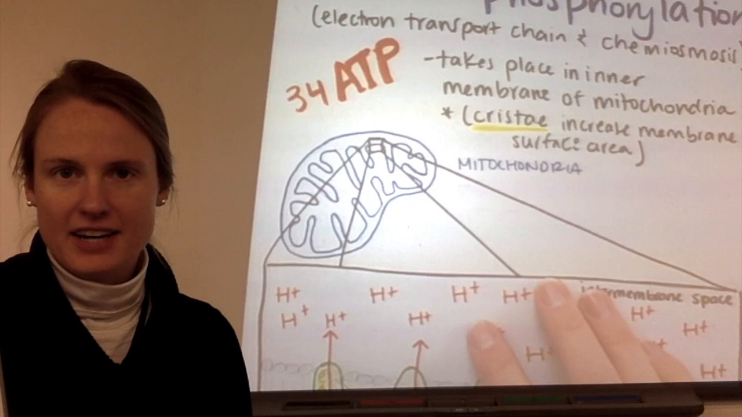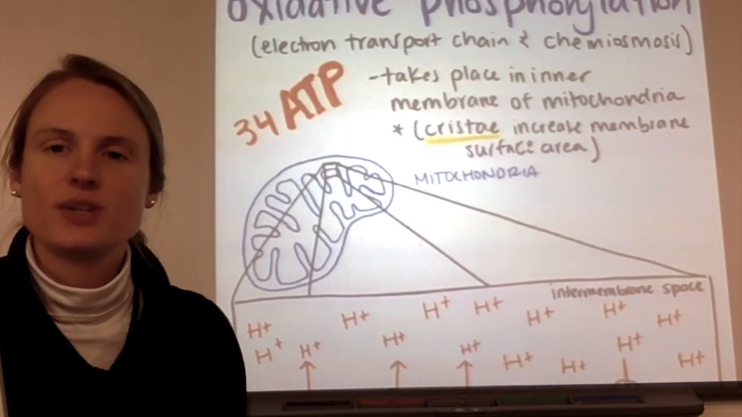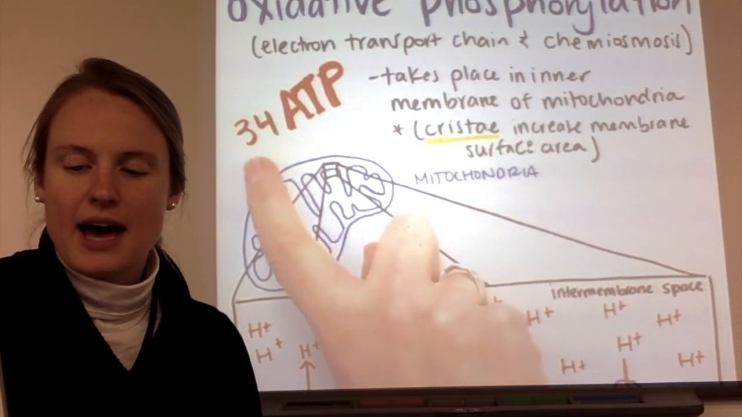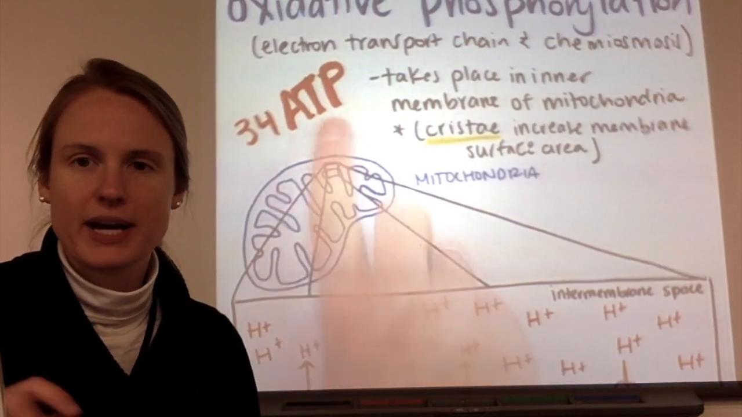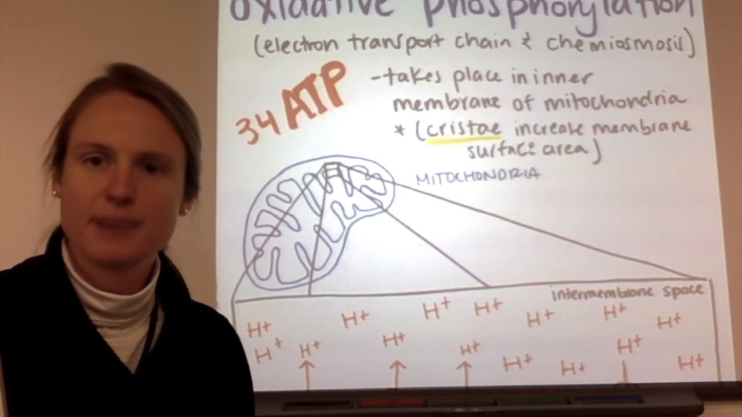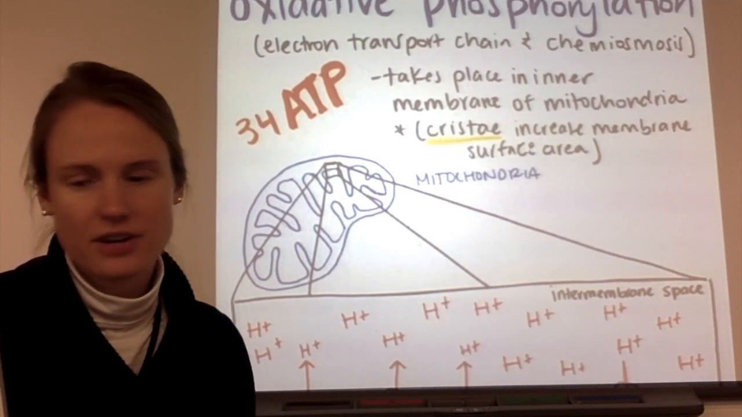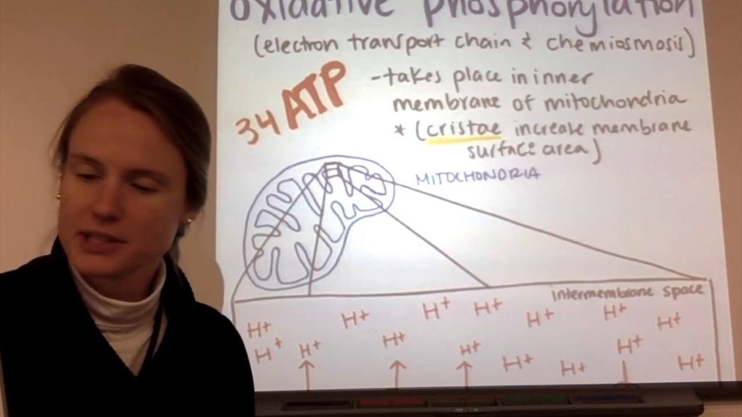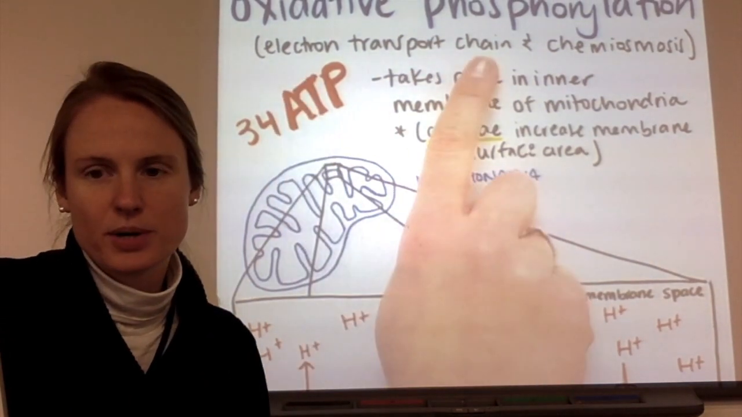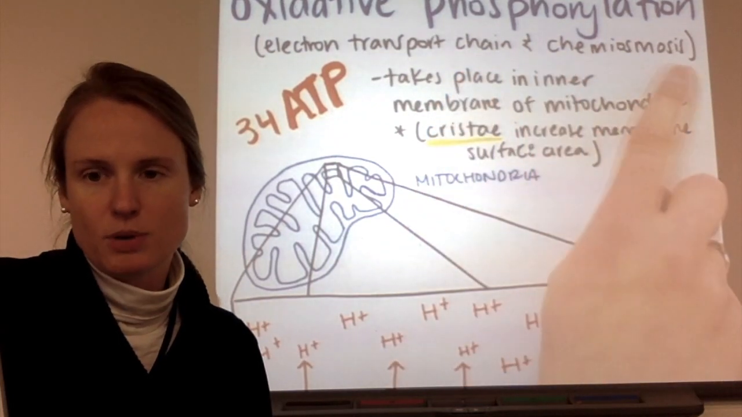Next is oxidative phosphorylation. So this is where most of the ATP comes from. There can be about a maximum of 34 ATPs. The process is not always as efficient as possible, so we don't always get 34 ATPs out of it, but that's what's possible. Oxidative phosphorylation is 2 parts. It's an electron transport chain, and it's chemiosmosis.